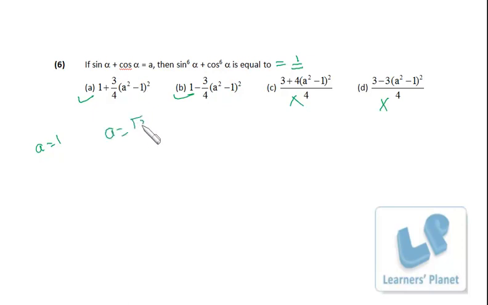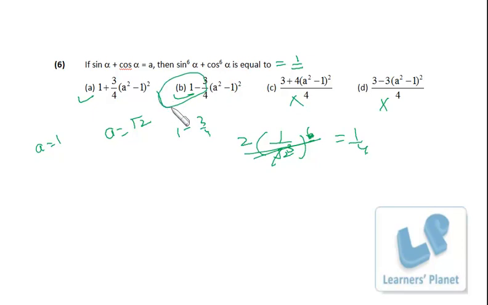So a is equal to root 2. Now that is 1 by root 2 raised to 6 plus 1 by root 2 raised to 6. So 2 upon root 2 raised to 6. So precisely that is 2 cube, so that is 1 upon 4. So when a is equal to root 2, you should get the answer as 1 upon 4. So I put a as root 2 over here. So it is 1 minus 3 by 4, 2 minus 1, 1. So it is 1 by 4.